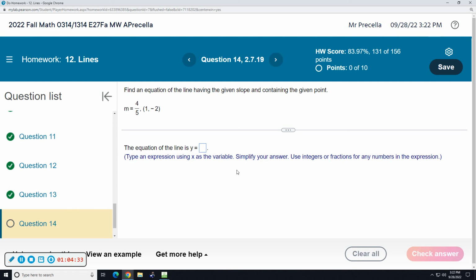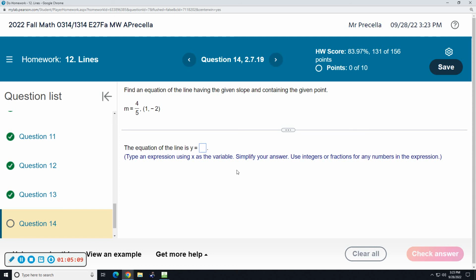And here's another one. Ooh, number 14 looks like 13. What makes it look messier? The fraction. Okay. M is 4 over 5, and the ordered pair, let me see if I can color code all of this. 1, negative 2. So there's my M. This is just an x, y.